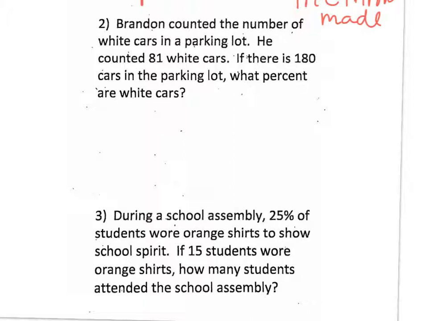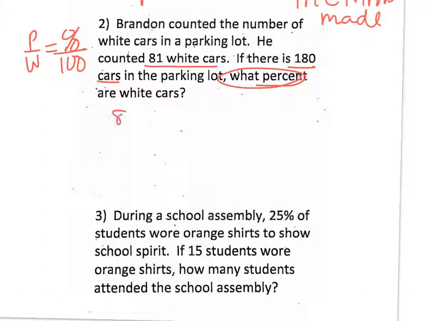So let's get our setup. We have part over whole equals percent over 100. We know there are 81 white cars. There's a total of 180 cars, and we're looking for what percent. So we have 81 over 180, the part, white cars, out of the total cars. We don't know what our percent is, but we do know a percent is out of 100. So we can just put an x there.